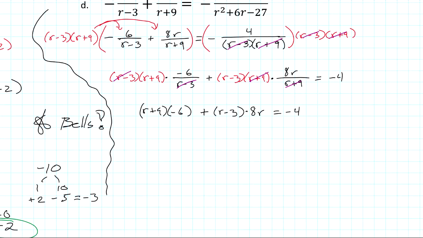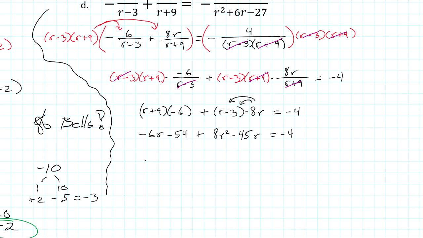All right, on the left side now, we have r plus 9 times negative 6. We'll distribute the negative 6 across to get negative 6r minus 54. And then plus the 8r can distribute across the r minus 3 to get 8r squared minus 24r. And then bring down the equals negative 4. Once again, I see a squared term and a first degree term. So this tells me that I've got a quadratic, so I want to bring everything to one side. Let's do that in the next step.